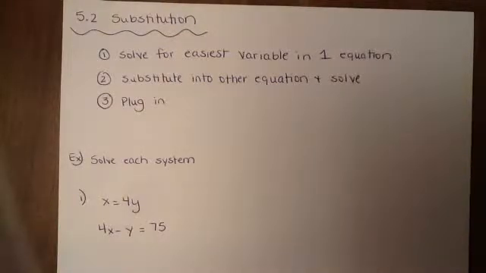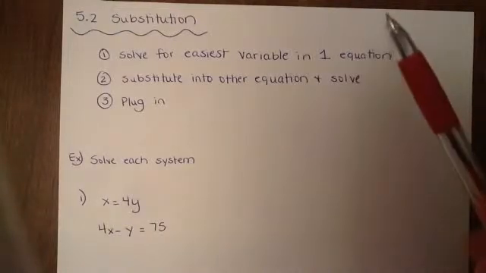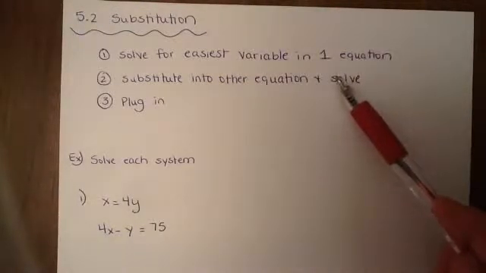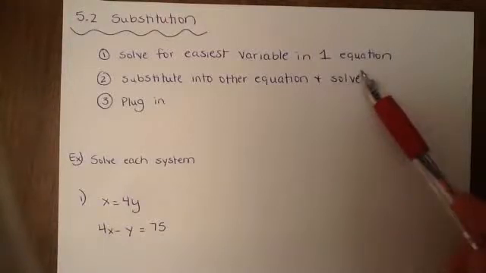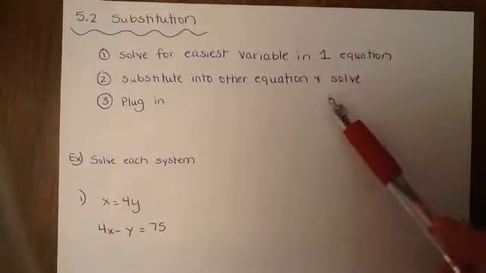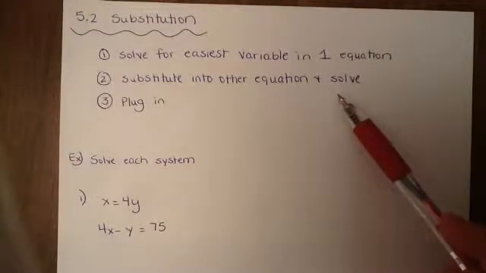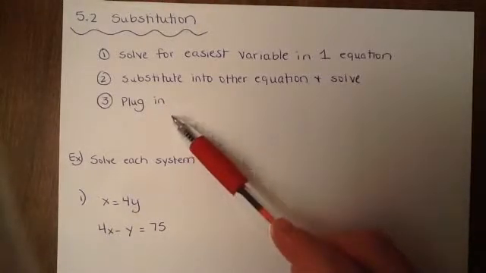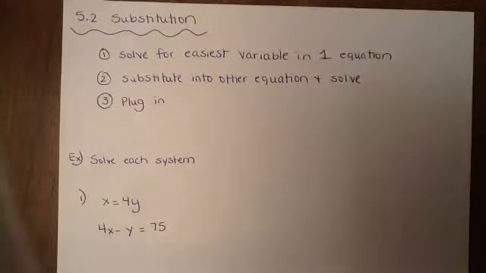Mathematicians, today we are going to look at a second way to solve a system of equations. We're going to look at substitution. When we use substitution, the first thing we want to do is solve an equation for the easiest variable. So I want to get a variable alone. I'm then going to substitute that into the other equation so that there is only one variable and solve. Once I have my answer, I'll plug back in to find the other variable.